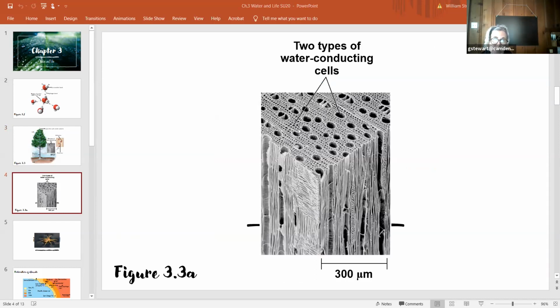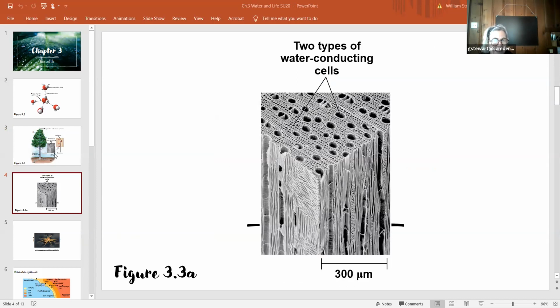And the phloem, so you see there's small ones and larger ones, and the phloem is of course what transports the products of photosynthesis back down to the rest of the tree. Look at the scale here. This is 300 micrometers, so this is an electron micrograph. This is tiny, tiny, tiny little straws. You can think of them like that, little tiny straws.